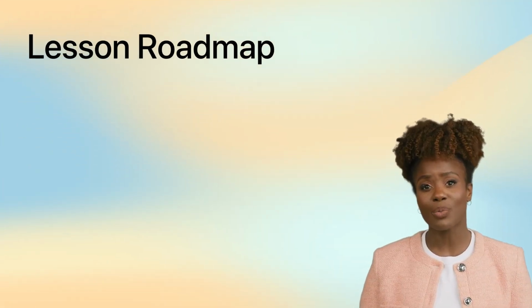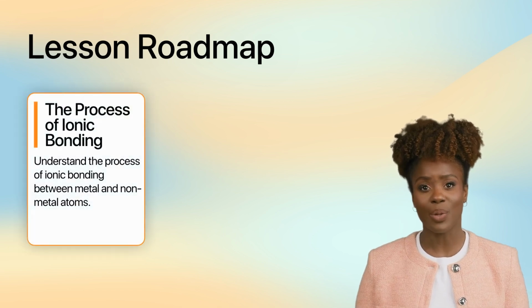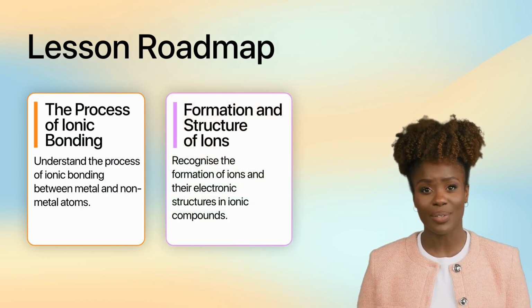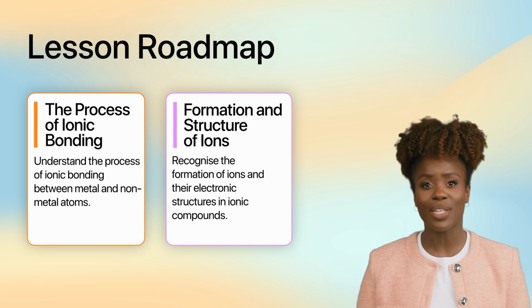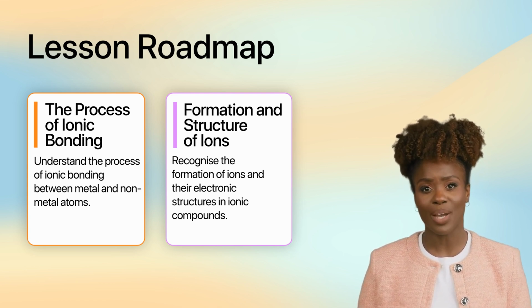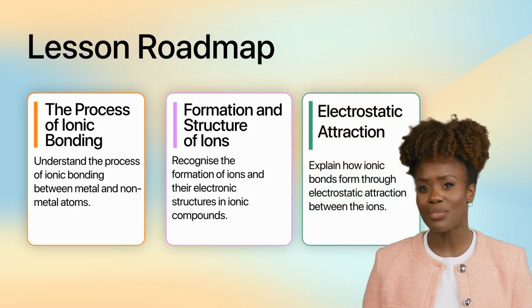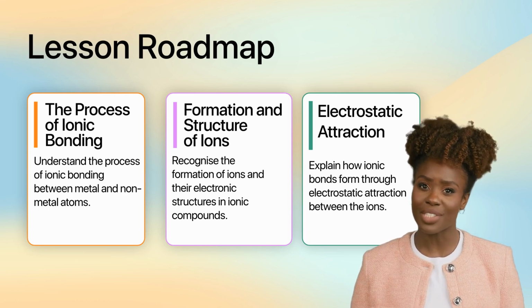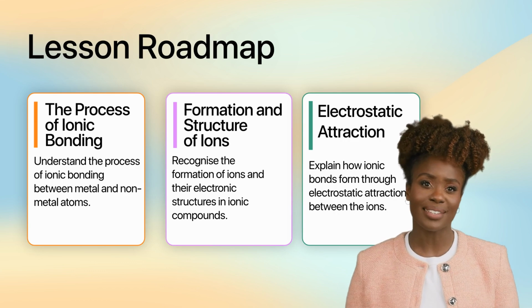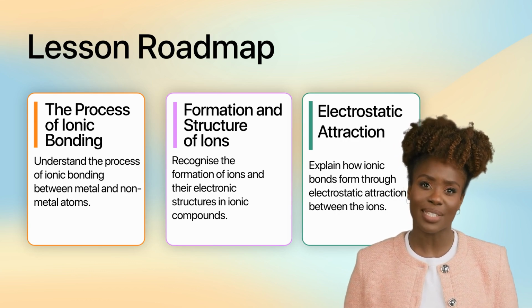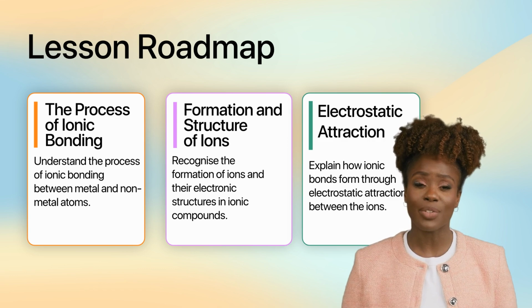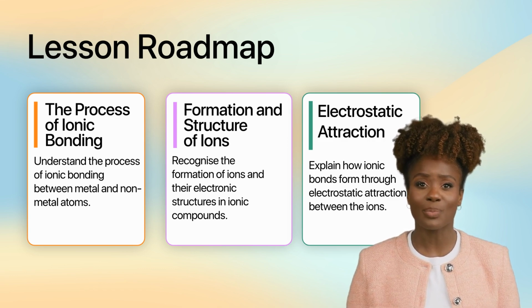In today's lesson, we will first understand the process of ionic bonding between metal and non-metal atoms. We will then learn to recognize the formation of ions and their electronic structures in ionic compounds, which resemble that of noble gases. Finally, we will cover how these ionic bonds are formed through electrostatic attraction between the ions. By understanding the formation of ions and their electronic structures, we can gain deeper insights into the stability and reactivity of different substances. This will help us appreciate the patterns and behaviors of elements found in the periodic table, enhancing our overall grasp of chemical principles.